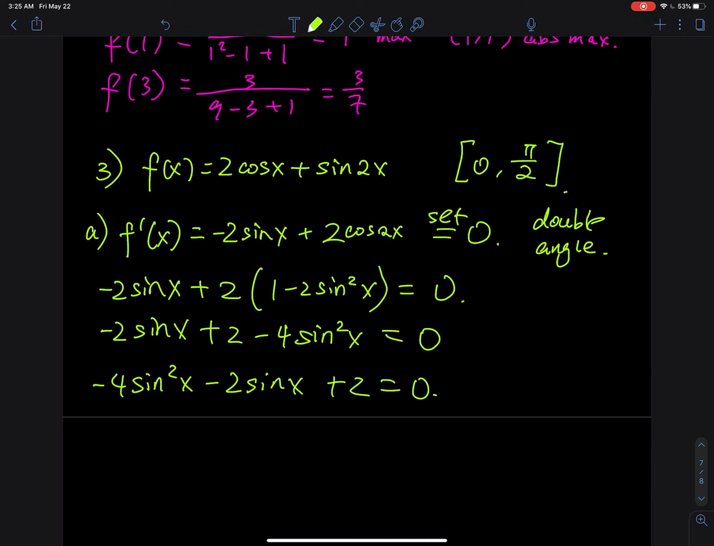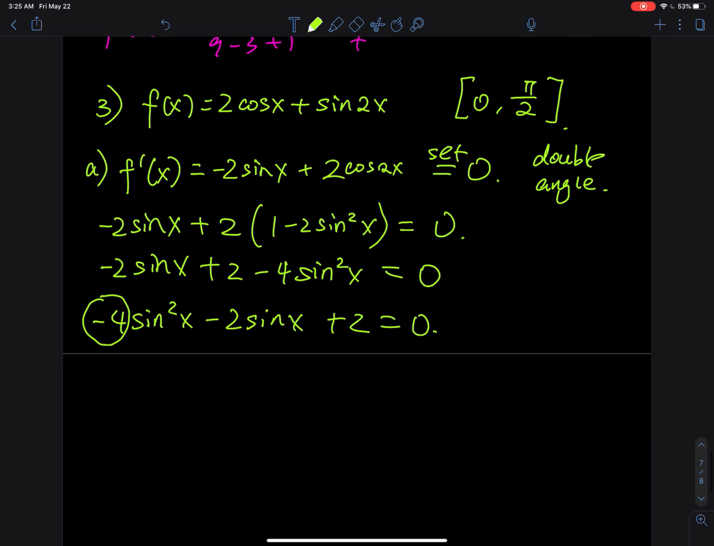And then when I factor, I don't want the leading coefficient to be negative. So to take care of that, I'm going to factor out a negative 2 from the entire expression. So that is negative 2 times 2 sine squared x plus sine x minus 1 equals 0. Do you know how to factor this?